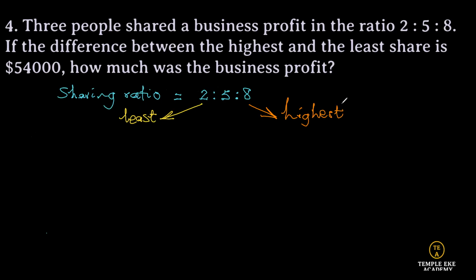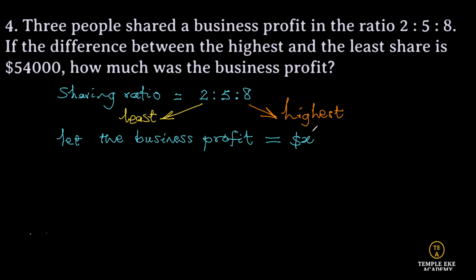So the difference between the highest and the least share is $54,000. How much was the business profit? Let us represent the business profit with a variable. Let the business profit be X in dollars. Now we're looking to find X.